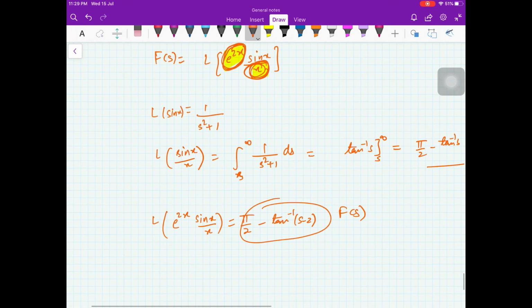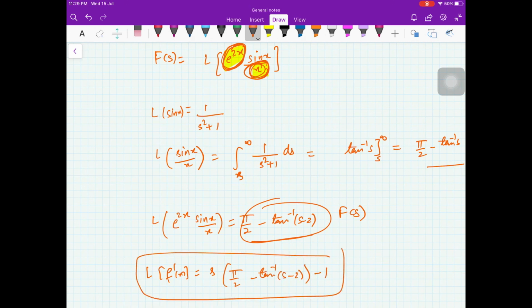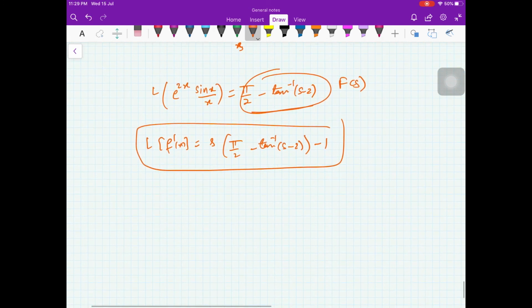Now put it here. Therefore L of f dash x will be s into this quantity, that is s times pi by 2 minus tan inverse of s minus 2, minus 1. So this is your answer. And now the last property.